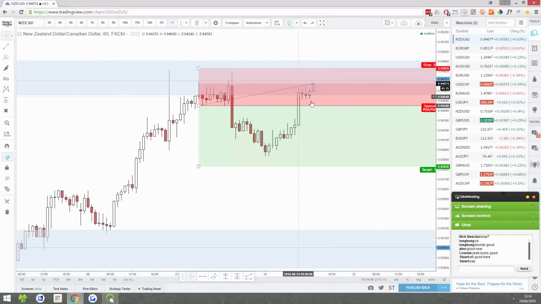Yeah, it just made a new high, but still that doesn't negate the fact that it has been stalling on this resistance area for several hours, just like it did yesterday. Yesterday it stalled on there for several hours before pushing down.